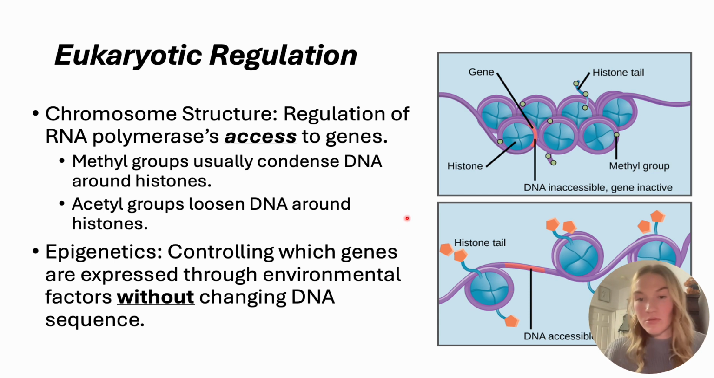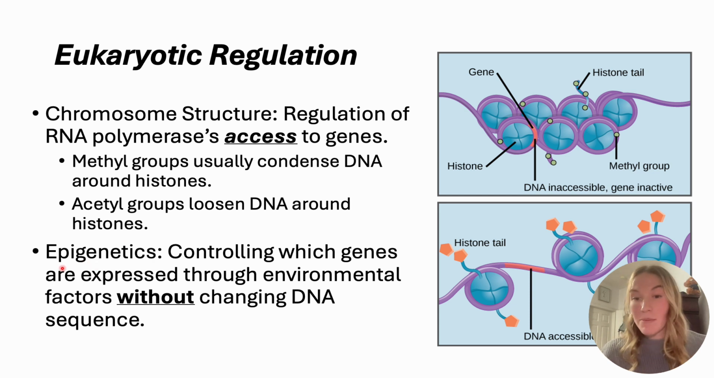Another way is through epigenetic modifications. And the two most famous epigenetic modifications are methylation and acetylation. So methyl groups usually condense DNA around histones, so they wrap it a little tighter. So if a cell really does not want to express a gene, it might heavily methylate a specific area to condense it around the histone. Whereas acetylation is going to loosen the DNA around histones and make that DNA more accessible for RNA polymerase to transcribe.